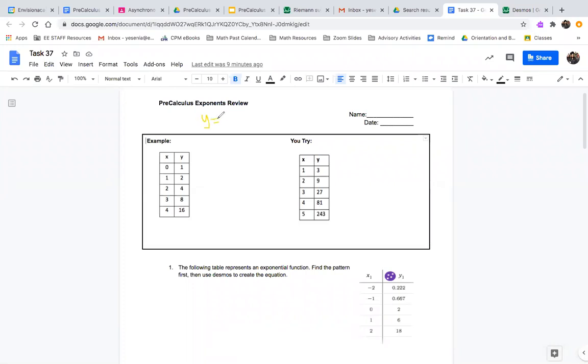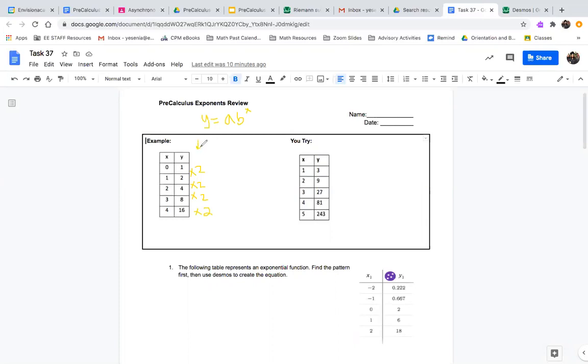Y equals a times b to the x power. So that's the format of an exponential function. How you know whether a table is exponential is usually the y values are getting multiplied by a constant. So in this example, 1 times 2 gives me 2, 2 times 2 gives me 4, 4 times 2 gives me 8, and so forth. So I know that this table is exponential, and that's verified through the constant multiple.